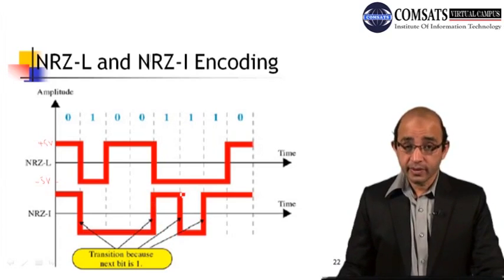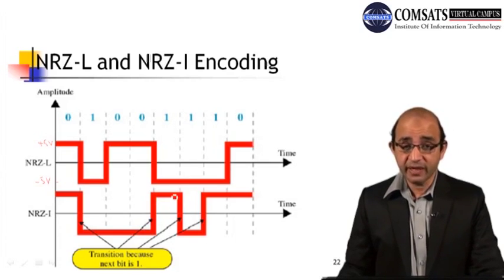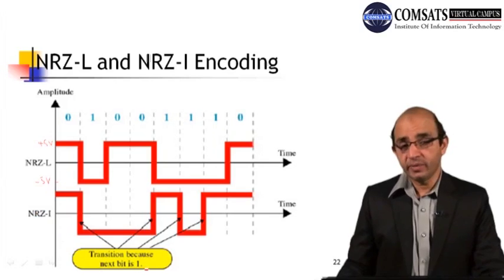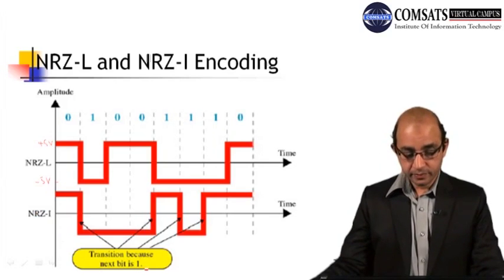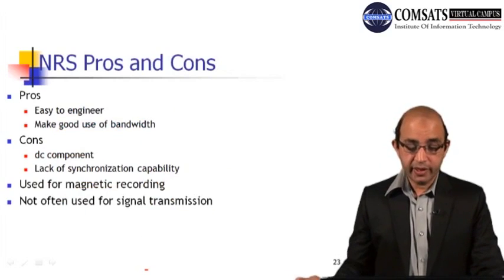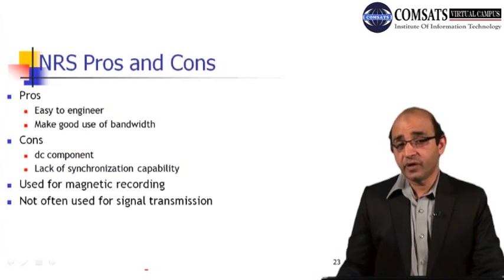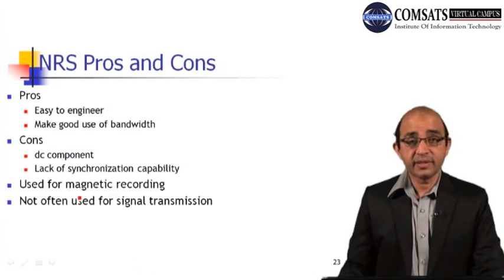So again we need memory over here, right? We need to remember that the previous one is encoded by plus 5 and the next one is going to be encoded by minus 5, right? So this is all about inversion. Transition when the next bit is 1, right? So it means we need memory over here. We need to remember.